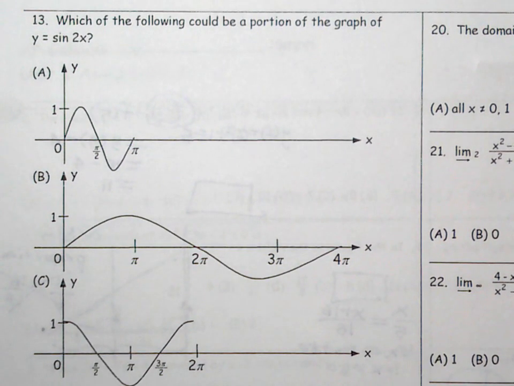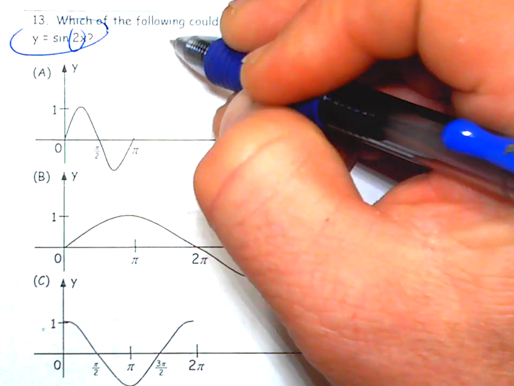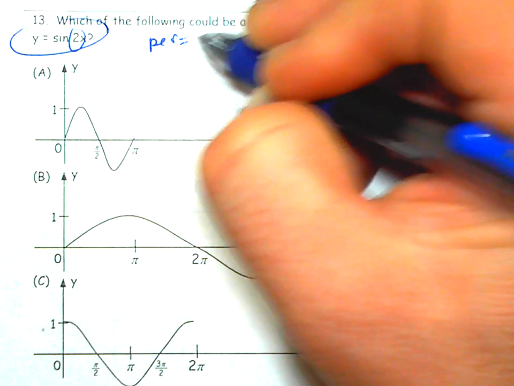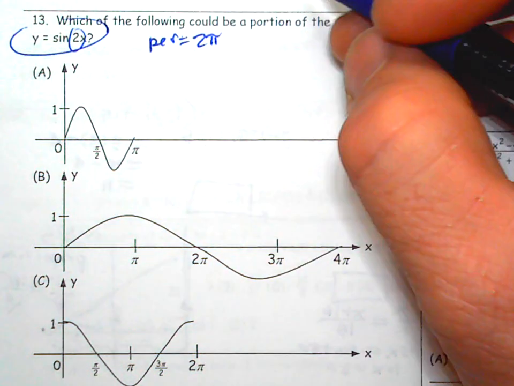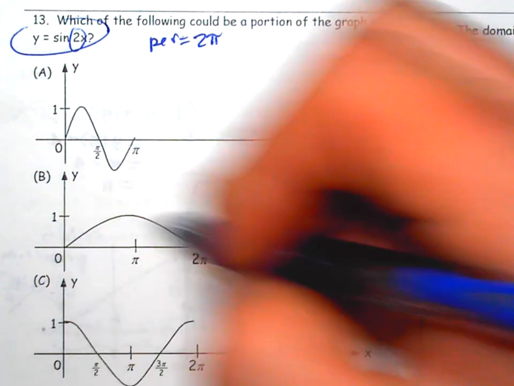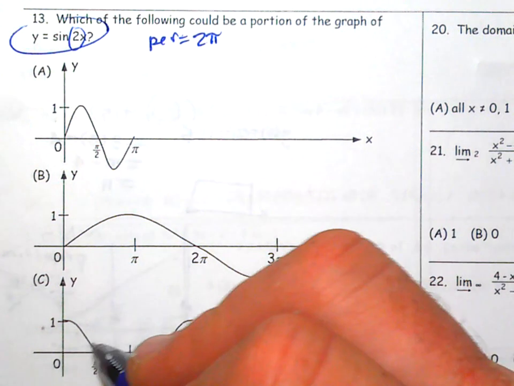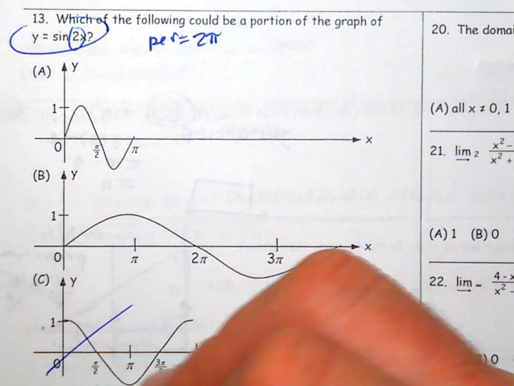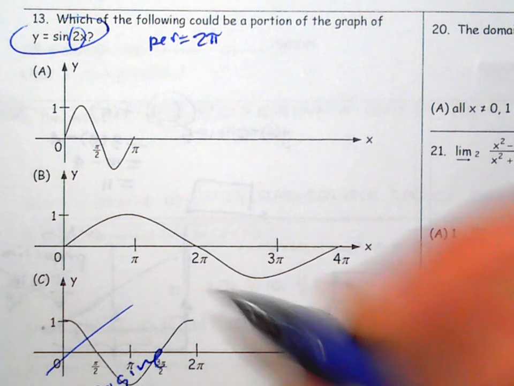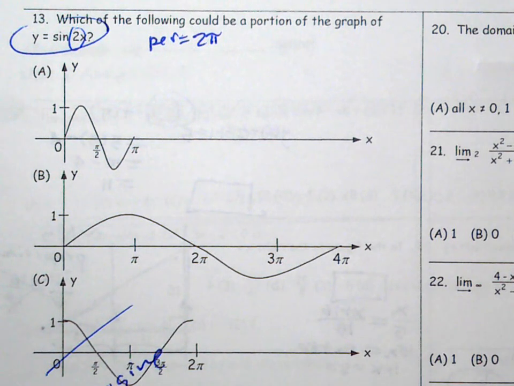Which of the following could be a portion of this graph? This is a sine curve. The 2 on the inside, so generally the period of sine and cosine is 2 pi. That's how long it takes to do the whole pattern. So this looks like a cosine graph, right? And a sine graph looks like a cosine graph. So if you shift a sine graph, then you might get that, but there's no shift in here.